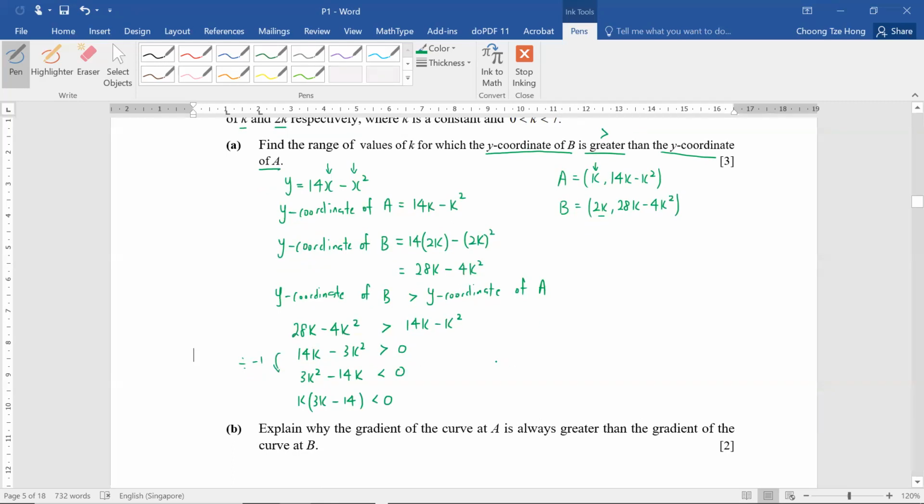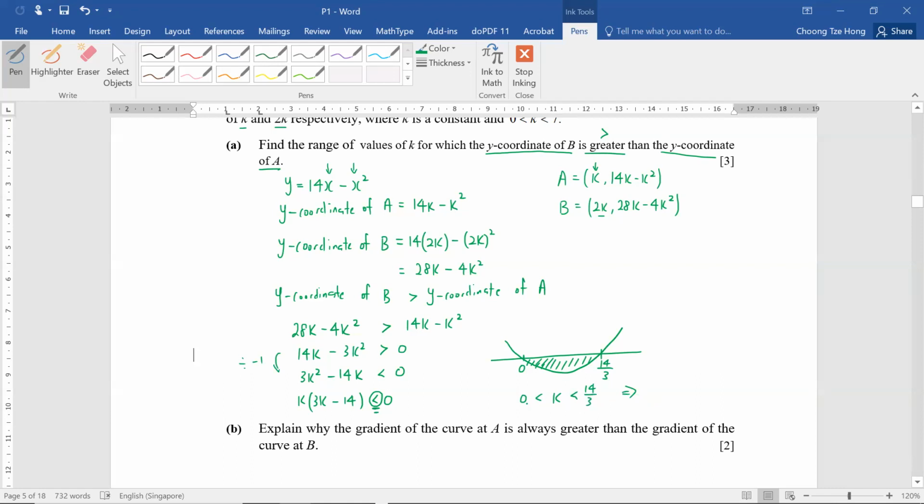Remember, to solve a quadratic inequality, we need to sketch out the curve. This is a smiley face, because the coefficient of k squared is positive, and the two roots will be 0 and 14 over 3. Now we are looking at less than 0 over here. Less than 0 means we will take this part, in this region, which means that k will be greater than 0 but less than 14 over 3.